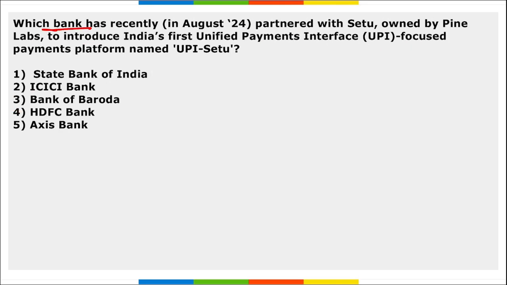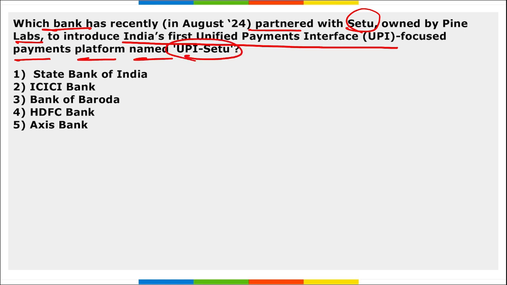Next, which bank has recently partnered with Setu, owned by Pine Labs, to introduce India's first UPI focused payment platforms named UPI Setu? So, which bank has partnered with Setu here? Name that bank. It is Axis Bank that has partnered with Setu, right? And it will facilitate various UPI products such as third-party validation service, EMIs, UPI autopay, QR code payments, and so on.